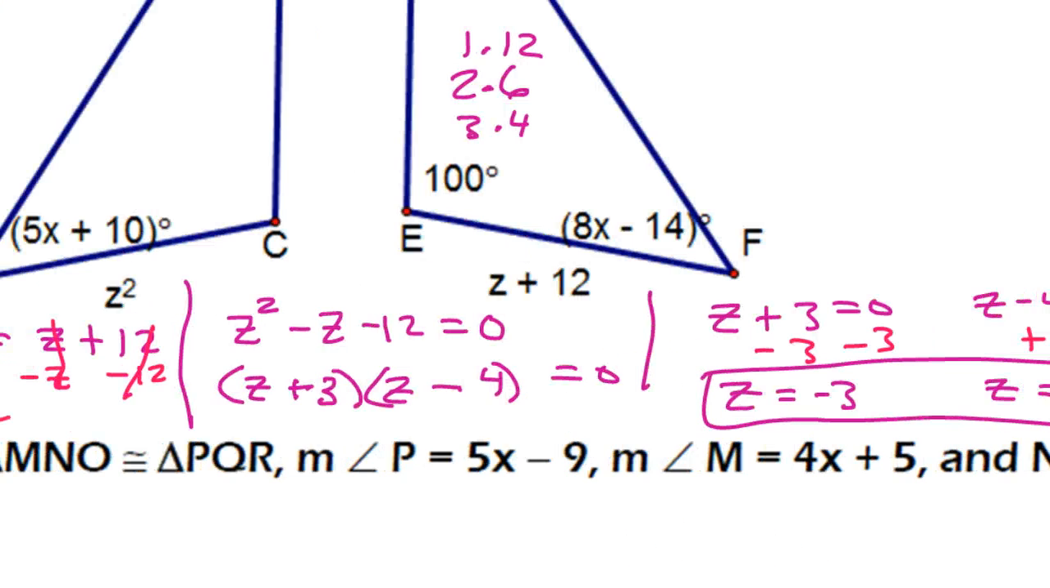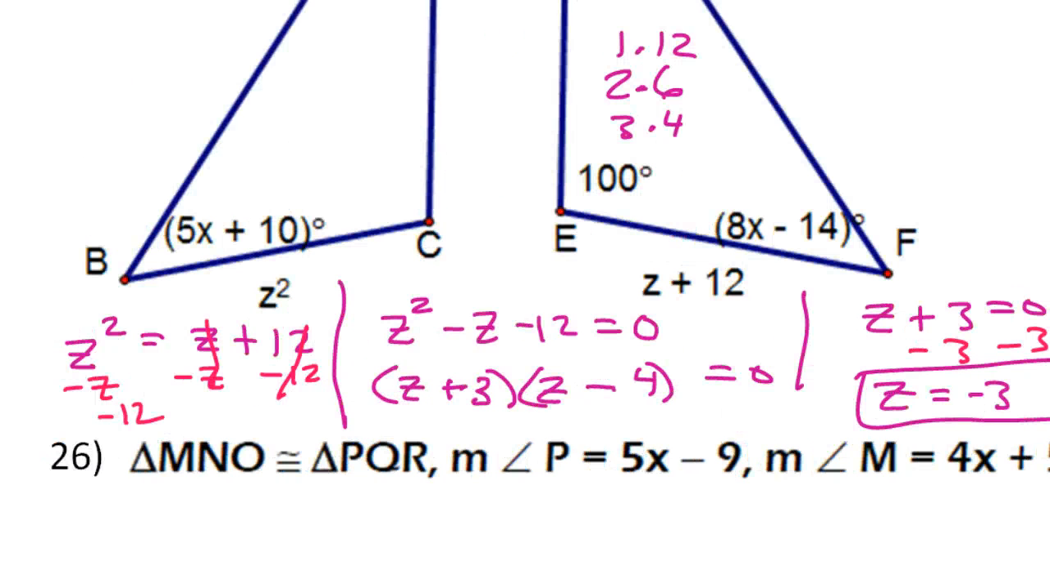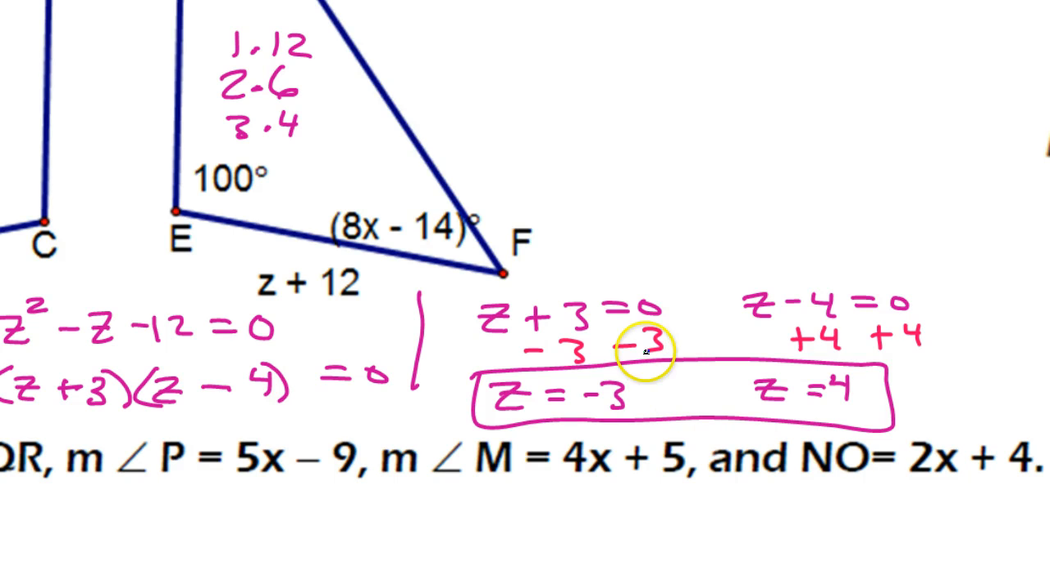All right, and if you substitute them both back in, they both work. They both give you equivalent values for the side lengths. All right, so there's our z value.